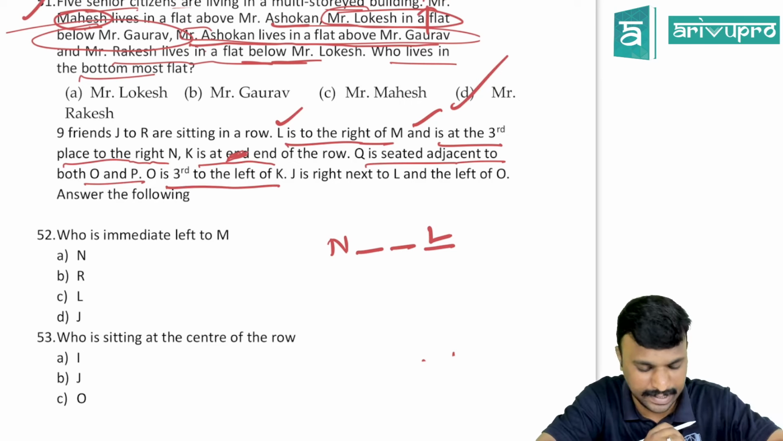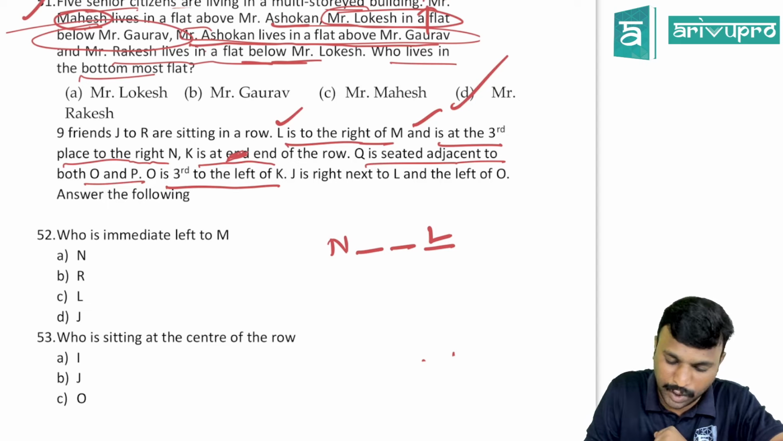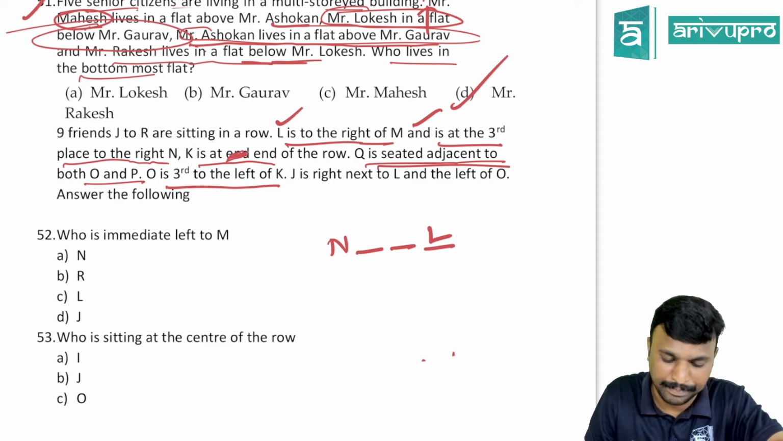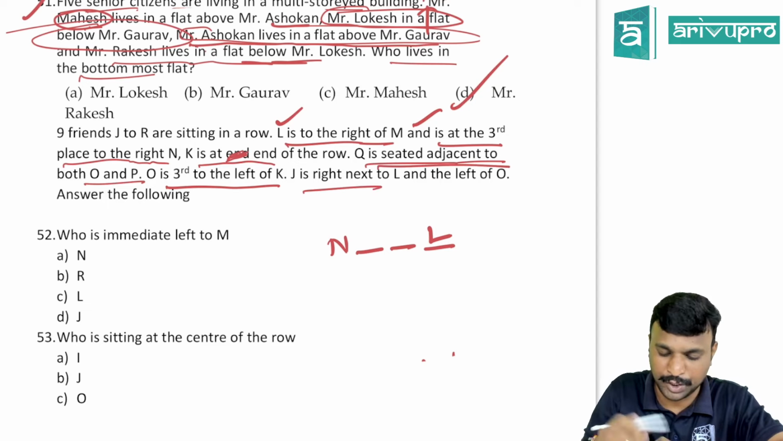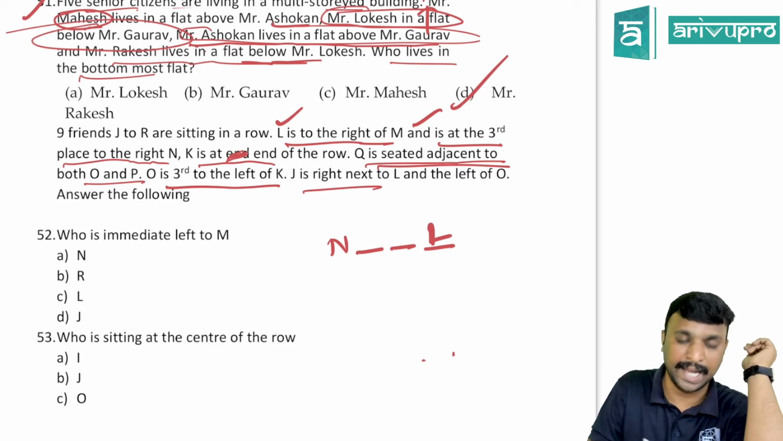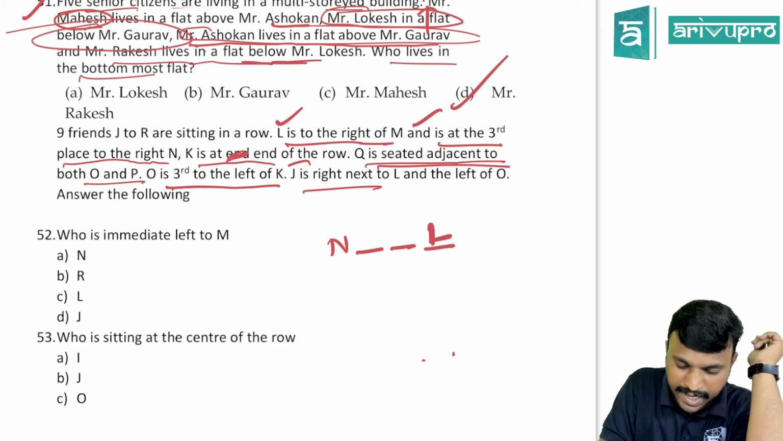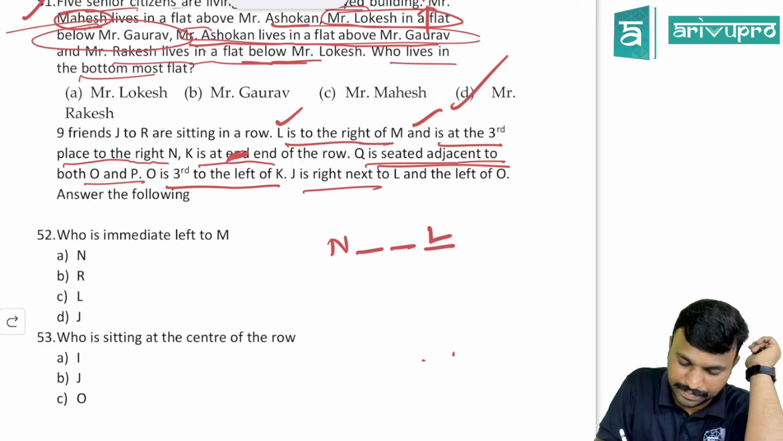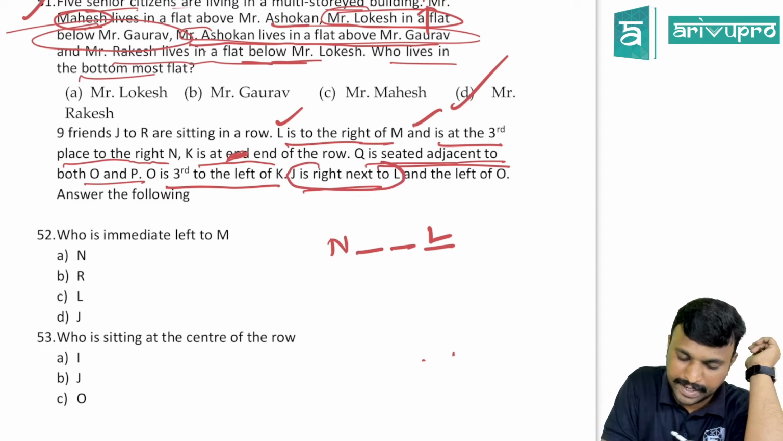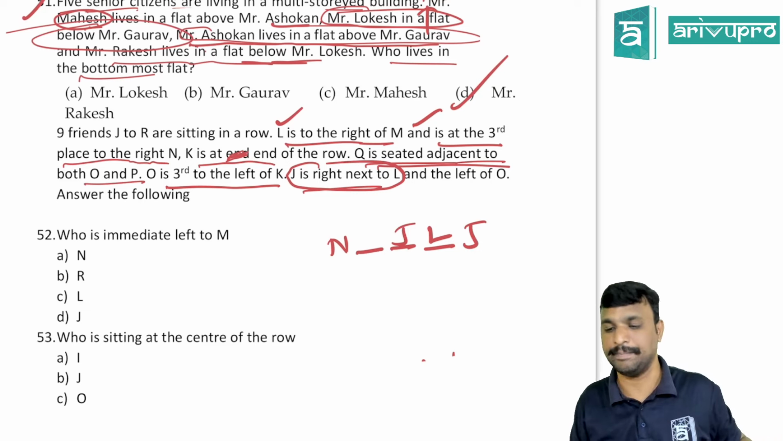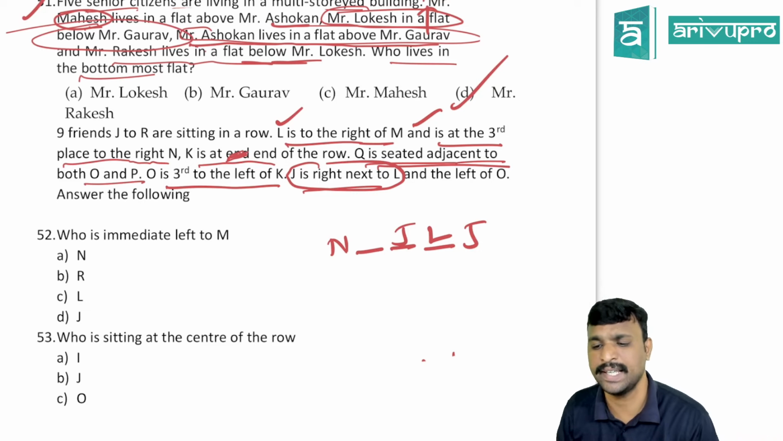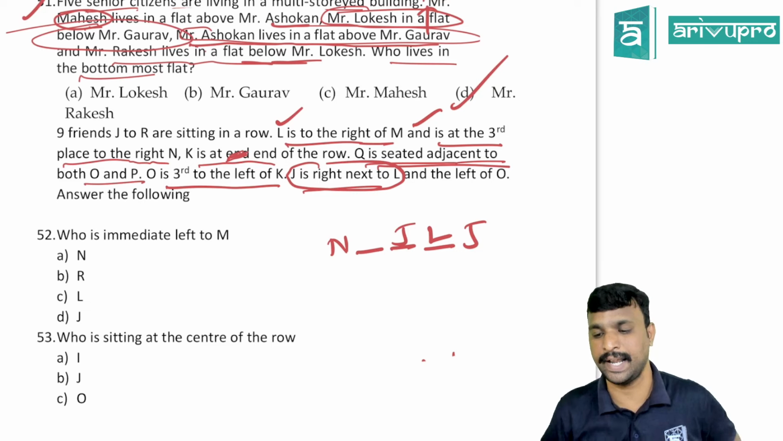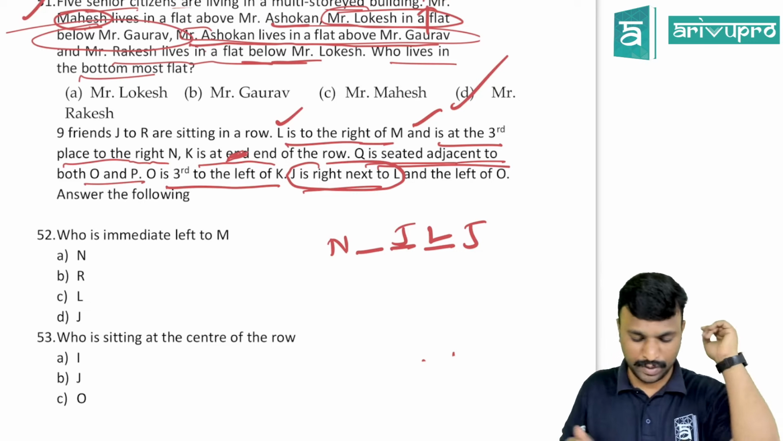O is third left of K. Q is adjacent to both O and P. J is right next to L. Because we have already marked L, we can mark this one. Right next to L could be here or could be even here. So where exactly is it given? Is anything specified about that?